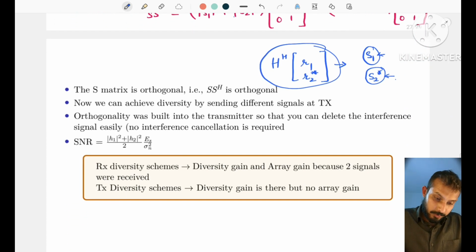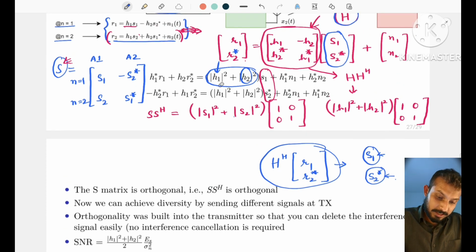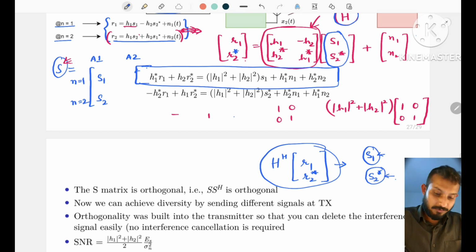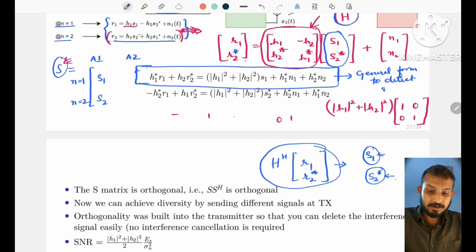So now, if we try to compute the SNR in case of the Alamouti scheme, this equation is basically the general form of the signal that is received at the receiver, from where you can detect S1. And again, if you have to detect S2, then you have S2 conjugate. This is again having the same form. So from here, you can say that this is the general form to detect a symbol. Okay, and now we want to compute SNR from this equation.